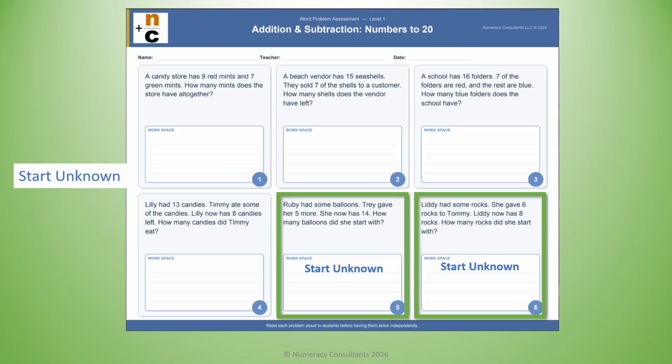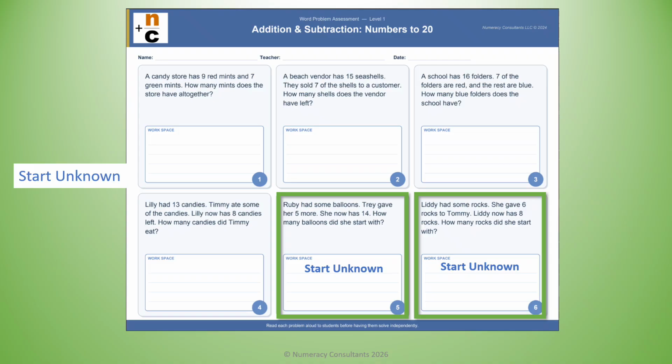For this one, these both actually are change problems. If you take a look, it says Ruby had some balloons. Trey gave her 5 more. She now has 14. How many balloons did she start with? This is a change, and it's an increasing change because she was given some more, and so we're trying to figure out the start. Liddy had some rocks. She gave 6 to Tommy, so this is a decreasing change. So we'll go through and take a look at what this looks like.